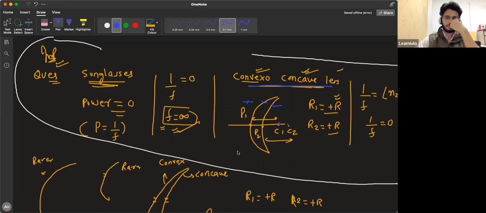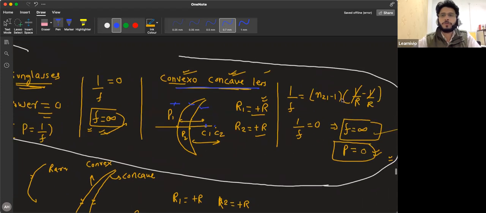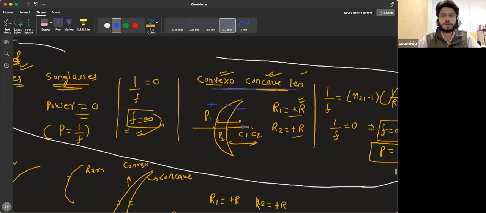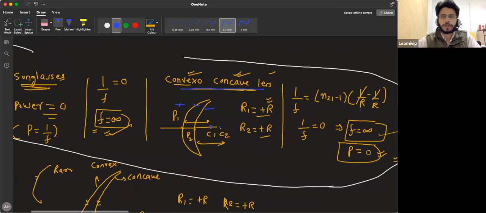1 by F equals (N2/N1 minus 1) into (1 by R1 minus 1 by R2). All right. So that's the lens maker formula. Now, both R1 and R2 are equal. So instead of R1, you can write R, and instead of R2, you can write R. These terms will cancel each other. So your 1 by F comes out to be 0, and your F comes out to be infinity.